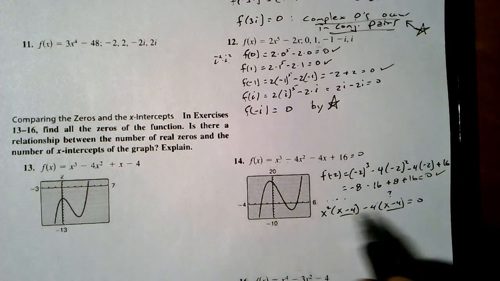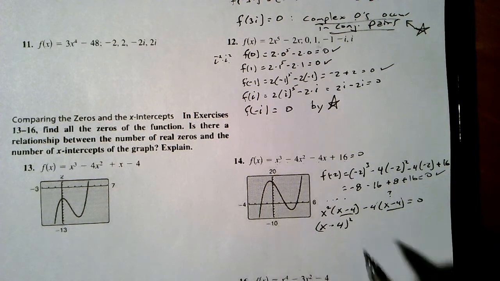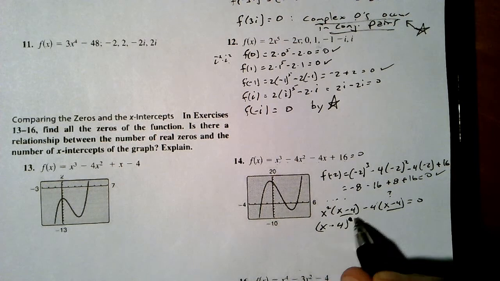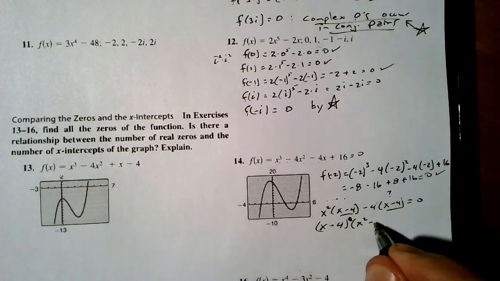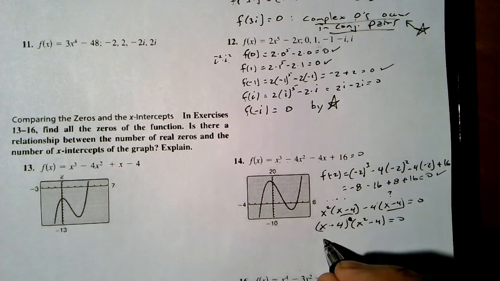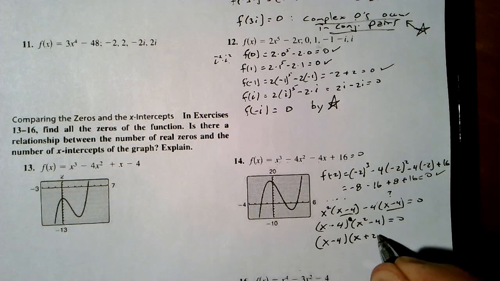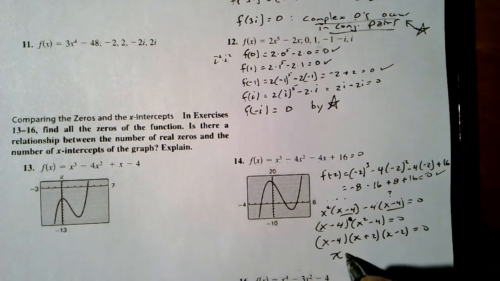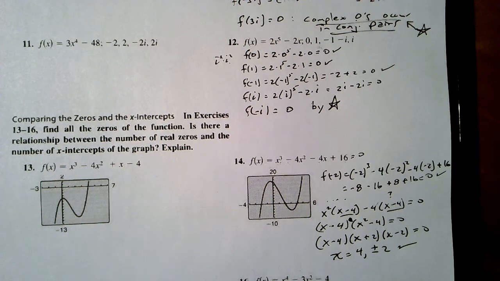And now I can factor the -4 out of both terms. Oops, just x minus 4, sorry. I get x minus 4, factor it out, and I'm left with this x squared minus 4. So x minus 4 times, factor this difference of perfect squares. X equals 4 and plus or minus 2, and those are our zeros.